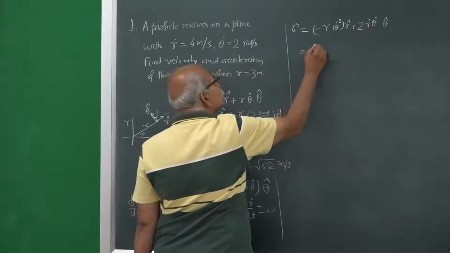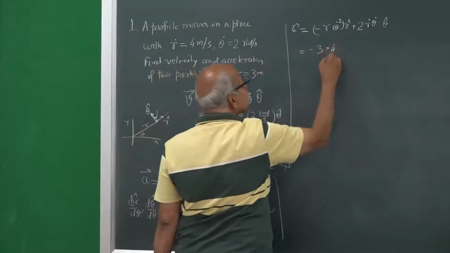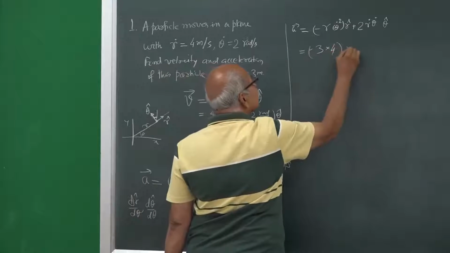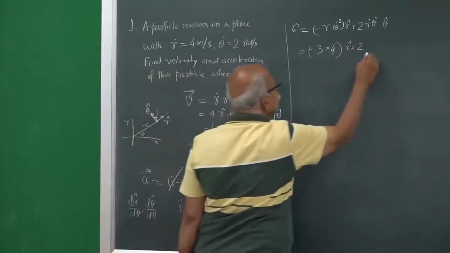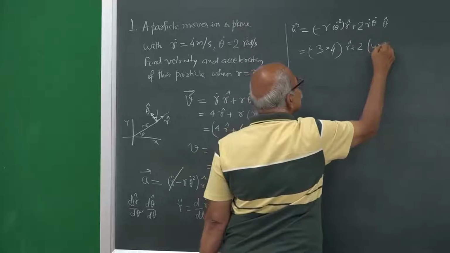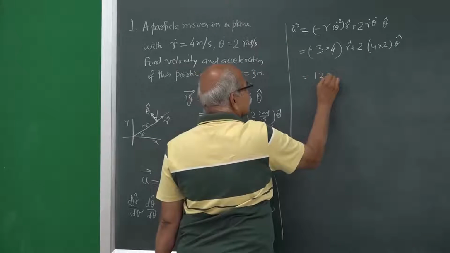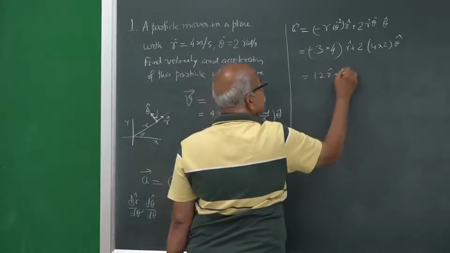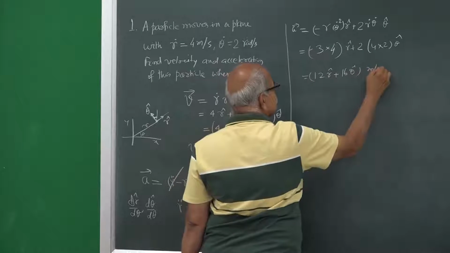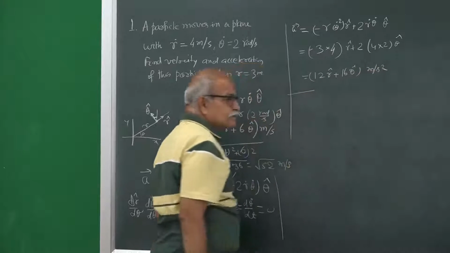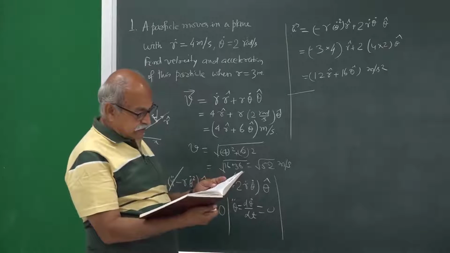You put the value 3 here, then theta dot square, that is 4, so this much r cap, plus 2 times r dot into theta dot, 4 into 2, theta cap. So, that is the acceleration: 12 r cap plus 16 theta cap meter per second square. Okay. So, that is how you can get this acceleration.